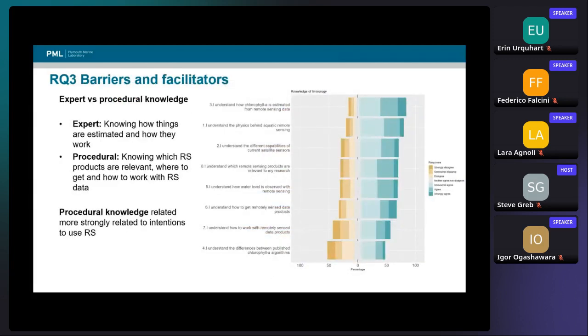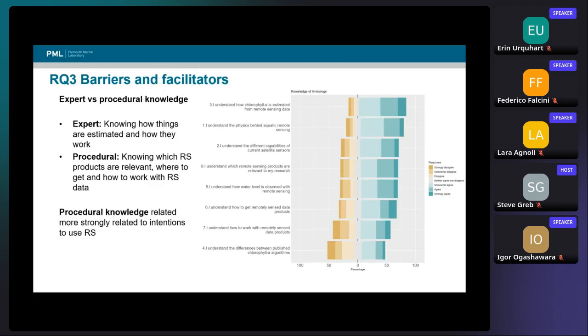So the barriers and facilitating factors around the uptake of remote sensing. There's so much I could say around this, and as I said, I'm just focusing on one aspect of capability, and that's knowledge. So we measure different types of knowledge, for example, expert versus procedural knowledge. Expert knowledge is knowing how things are estimated, knowing how things work, whereas procedural knowledge is more about knowing about the process. So knowing which products will be relevant to your work, knowing where to get those products, and knowing how to work with remote sensing data.